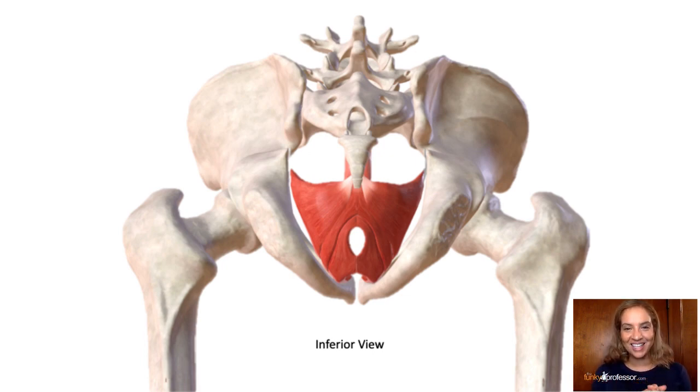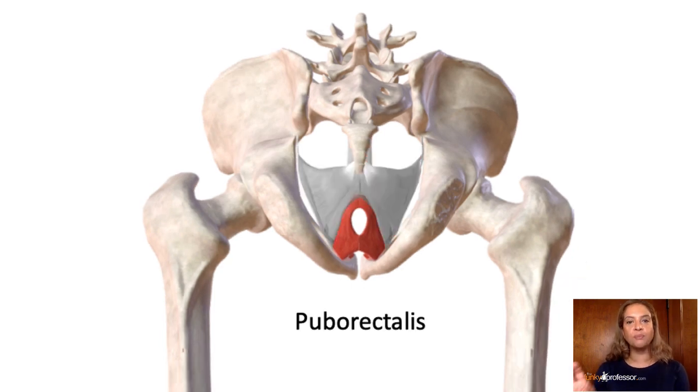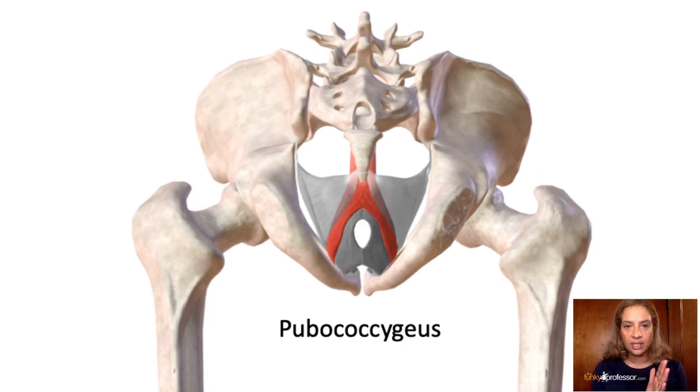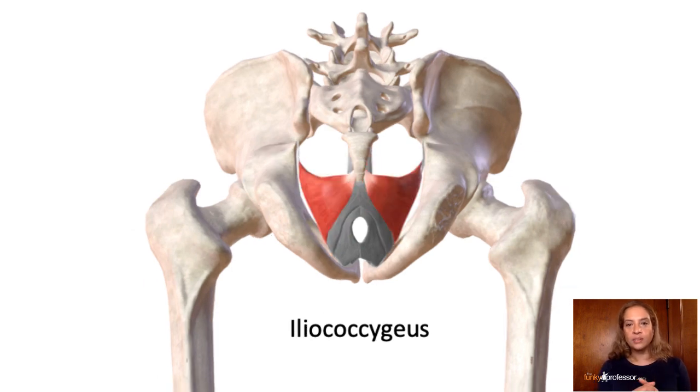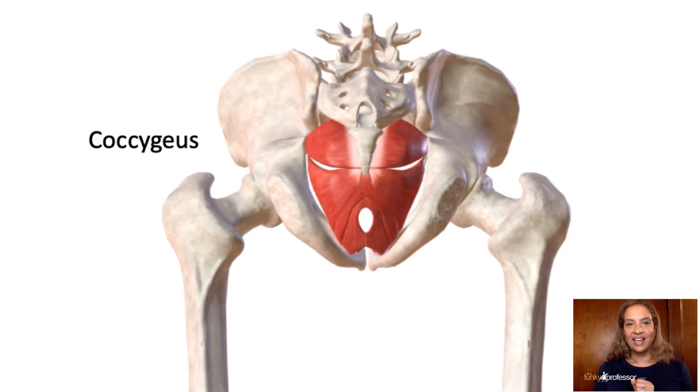How brilliant is that? So there are three muscles, or three groups of muscles, that form the levator ani, and we're going to take a look at them. Firstly is the puborectalis, which is different between men and women, and the next one is the pubococcygeus. Next one is the iliococcygeus. And finally, there's the coccygeus itself.